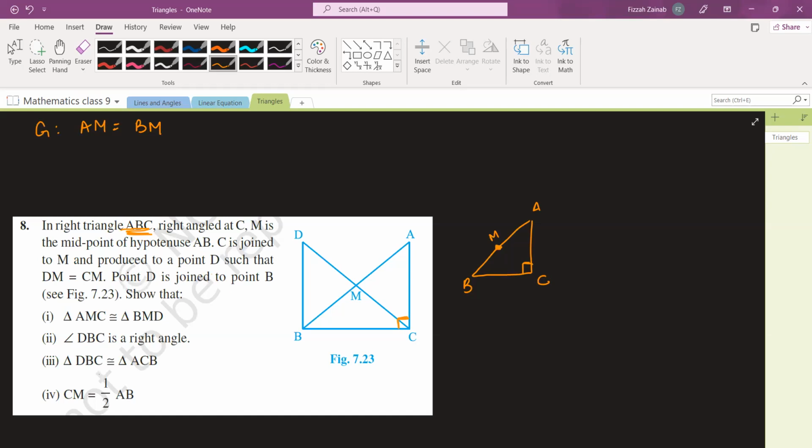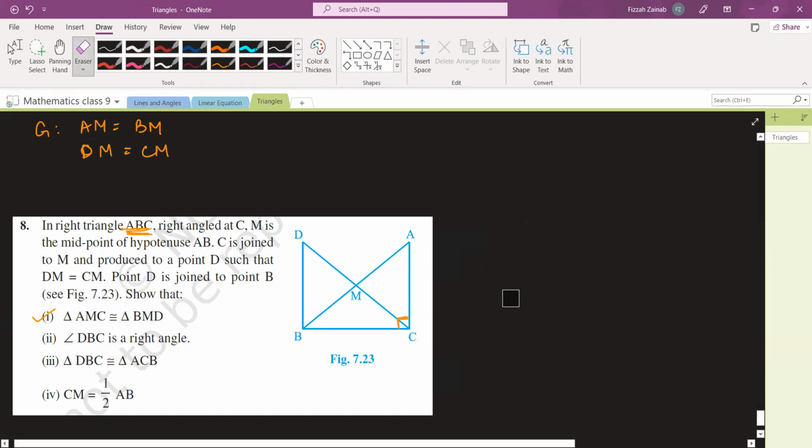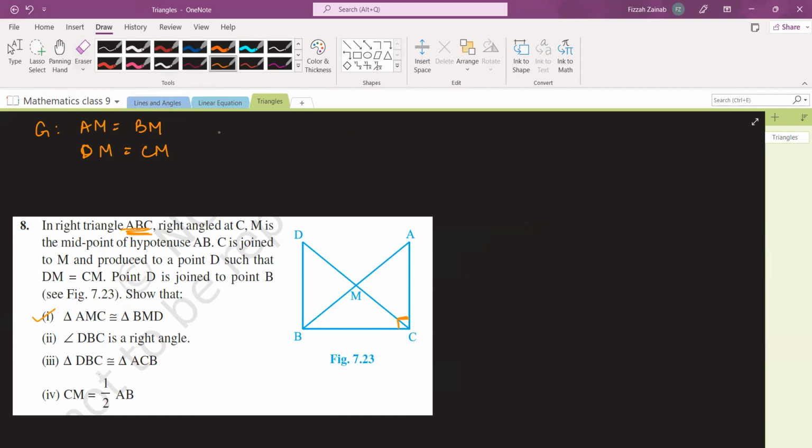Okay. C is joined to M and produced to D such that DM is equal to CM. So this is also given that DM is equal to CM. Okay. D is joined to B. Show that this. So first of all, you have to show that triangle AMC is congruent to triangle BMD, right? So we take these two triangles. You will write everything to show. Now, first part, that triangle AMC is congruent to triangle BMD, right?